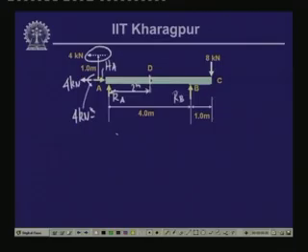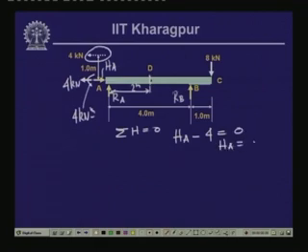As we know from the equilibrium of forces, the summation of horizontal forces equals 0. Here, with the assumed direction, HA is in the positive x direction, minus the 4 kilonewton axial force which is acting, equals 0. So, HA is equal to 4 kilonewton.